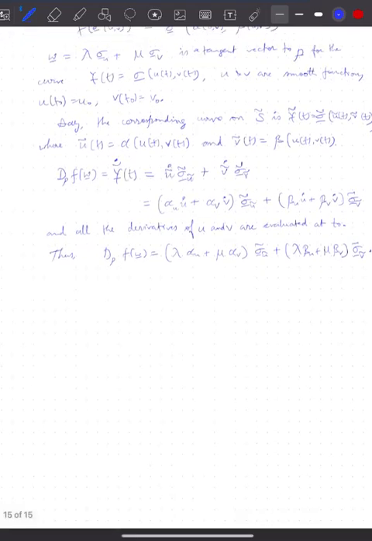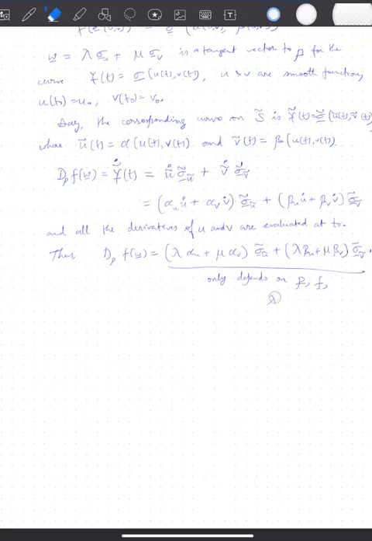So what we see is this only depends on the p vector, because that is the point we are considering, the mapping f, and of course lambda and mu. And this means that ultimately it depends on p vector, f, and w vector. That's it. Right?